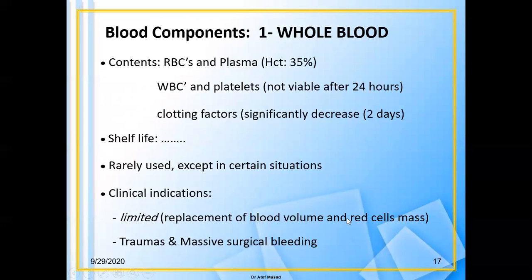White blood cells and platelets are not viable after 24 hours of donation. Clotting factors significantly decrease after 2 days of donation. So when we are talking about whole blood, we are talking about blood that has RBCs, plasma, white blood cells, platelets, clotting factors, proteins, and antibodies. All components of whole blood should be present in the whole blood.